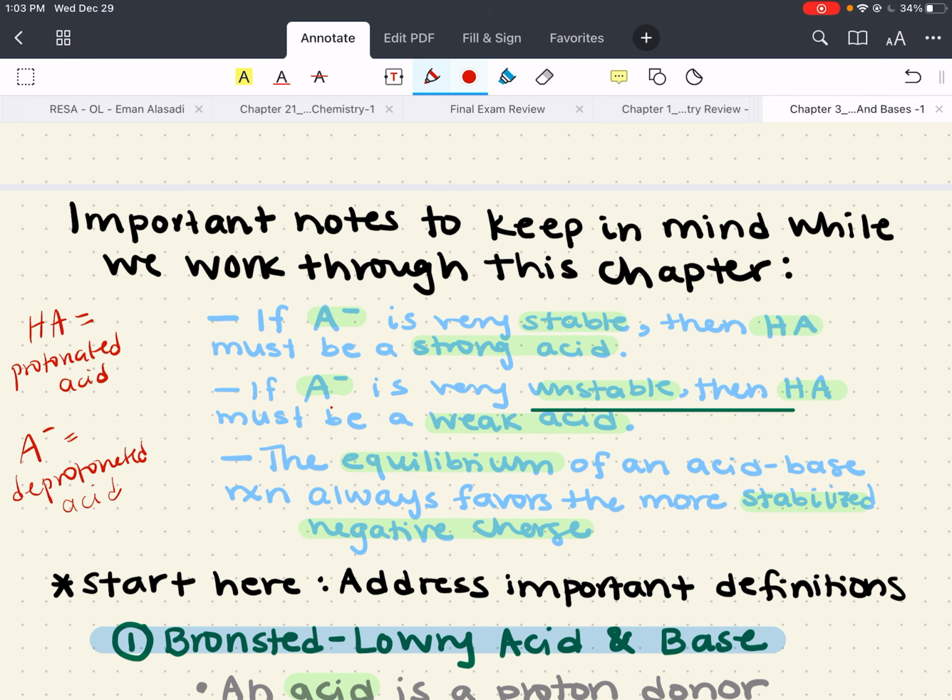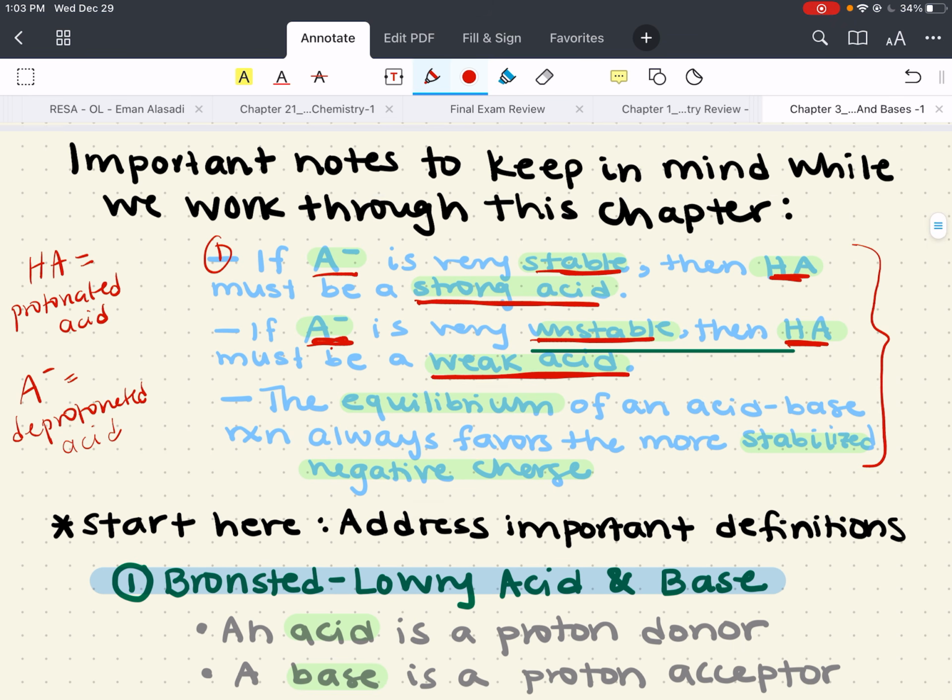All right, and so here are the 3 quick points. 1, if your deprotonated acid is stable, then the protonated version of your acid is going to be a strong acid. Now, if your deprotonated acid is very unstable, then your protonated acid is going to be a weak acid. And the equilibrium of an acid-base reaction is always going to favor the more stabilized negative charge. So keep these 3 points in the back of your head. We're going to come back to this later.